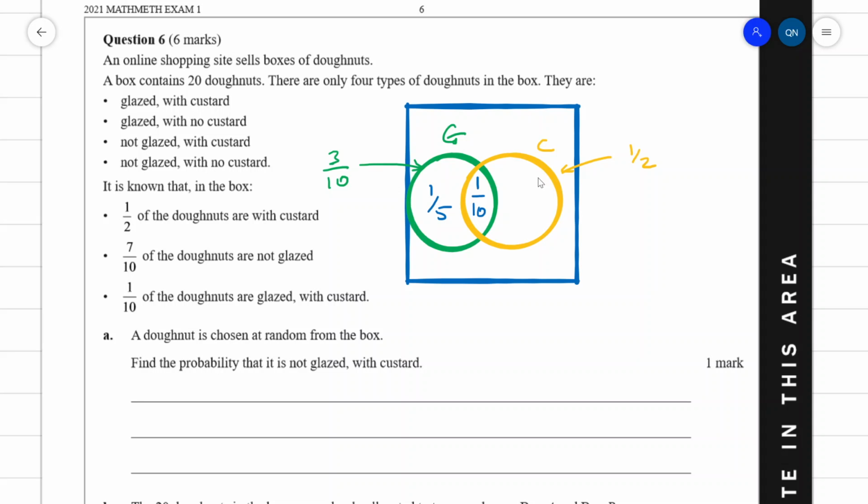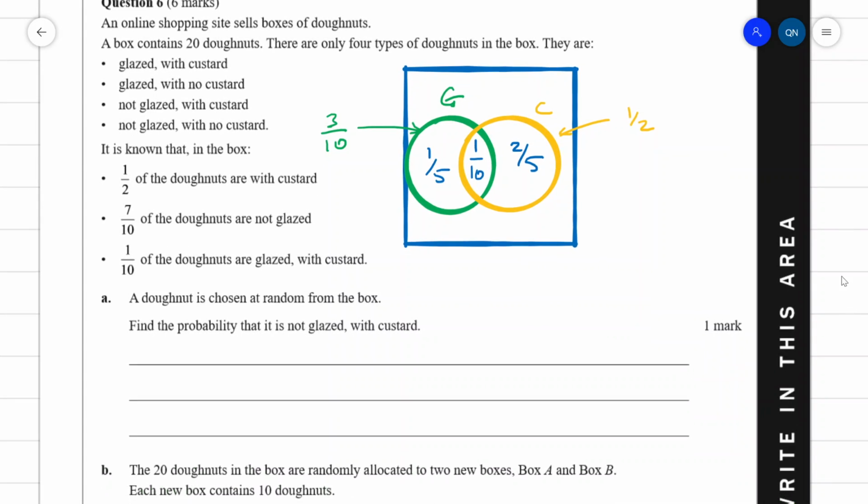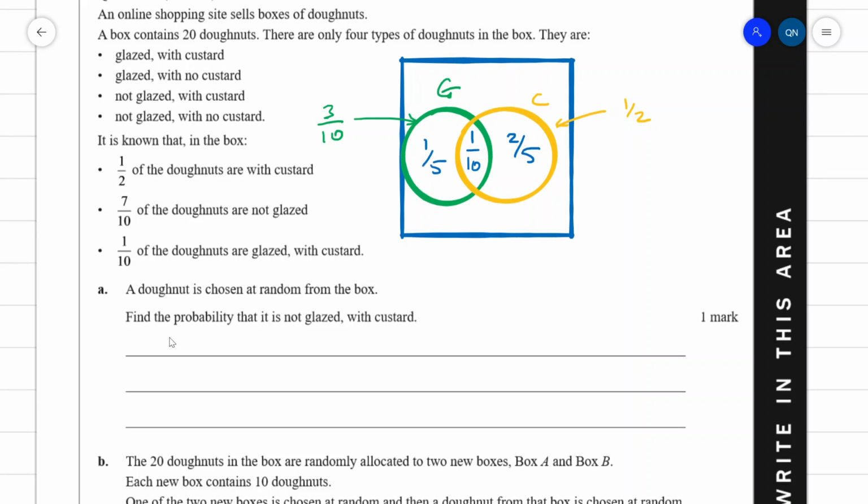How about the custard side? Well, what's the probability of getting a donut with only custard and not glazed? Well, you just take 1/2 and you subtract off 1/10. Okay, but 1/2 is 5/10. If you subtract off 1/10, that's 4/10, but 4/10 is exactly 2/5. And we can figure out the remaining, the outside. We'll just leave that because I'm too lazy and it might not be required. So let's find the probability that it's not glazed with custard. So not glazed with custard is just the 2/5 on the right hand side here. So that's 2/5.